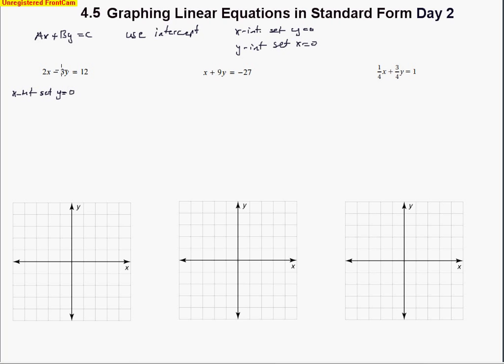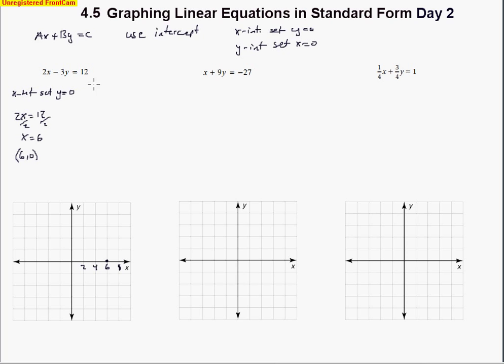It'll cancel out that minus 3y, leaving us with 2x equals 12. When I divide by 2, I get an x value of 6. That is 6, 0, a point on the x-axis. I can't make it quite over to 6 here, so I'll go by 2's: 2, 4, 6, this would be 8. So I'll put a dot right there.